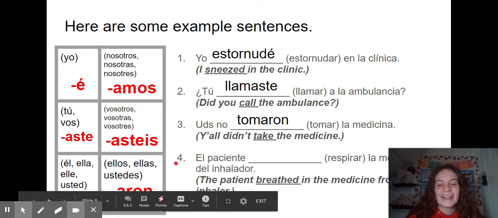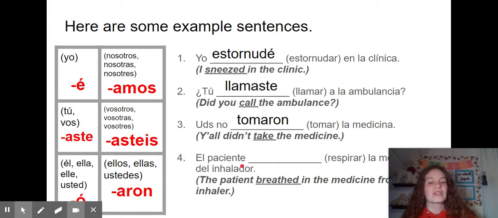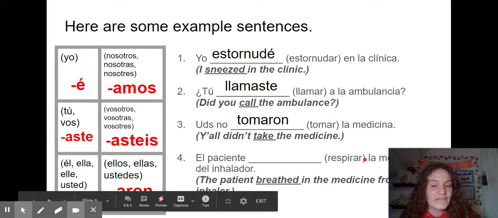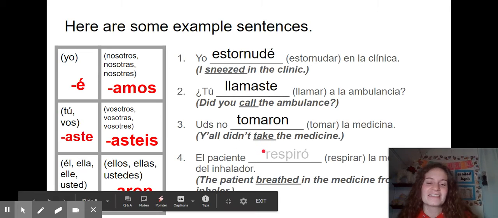Look at number 4. El paciente is the patient. I want to say the patient breathed in the medicine from the inhaler. So they breathed. It's a past tense. It's an event that happened. They breathed in medicine from the inhaler, and it's over now. They're not any longer taking their inhaler. So respirar is my verb. I'm taking off that AR, and the subject is el paciente. So that's the patient. So it's probably he or she. I'm only talking about one person. So I would use my él, ella ending of ó with an accent mark. And the answer there would be respiró.